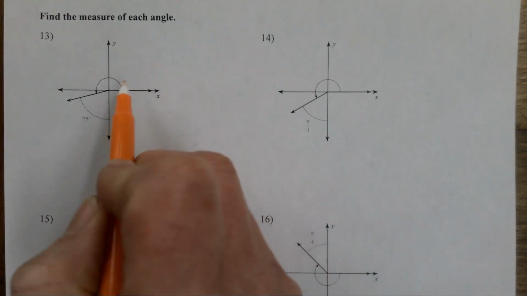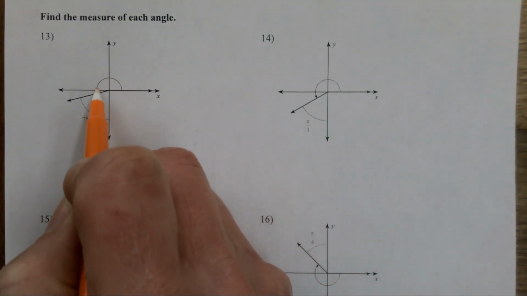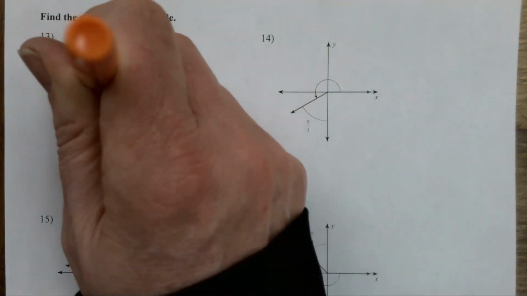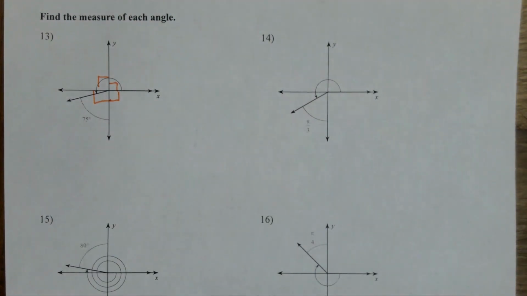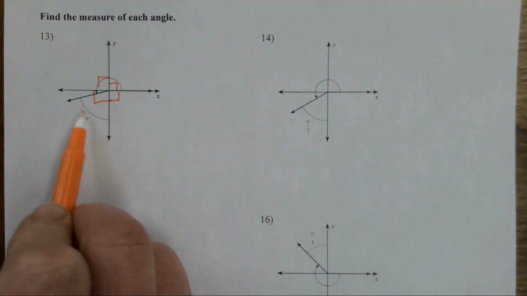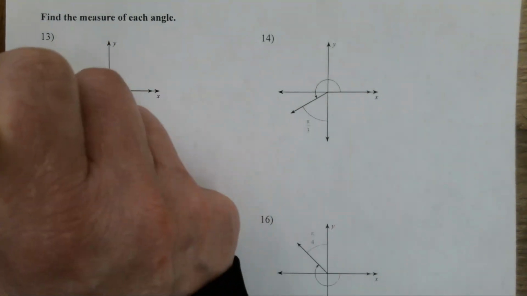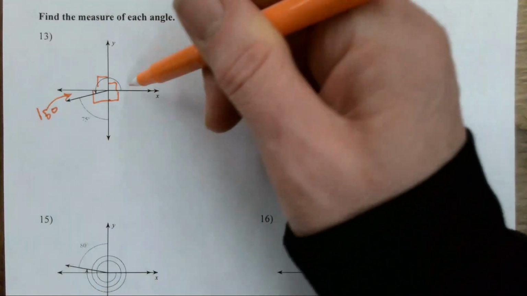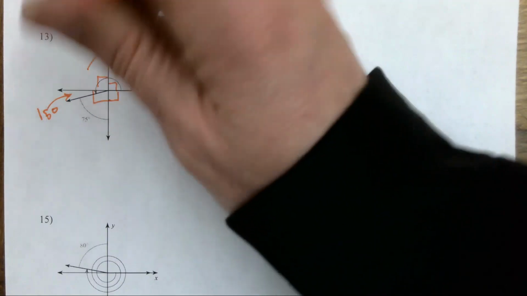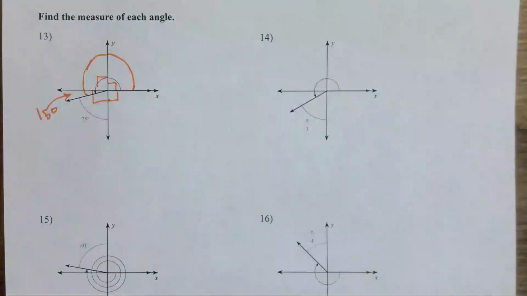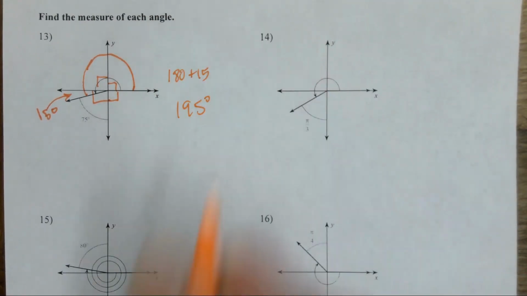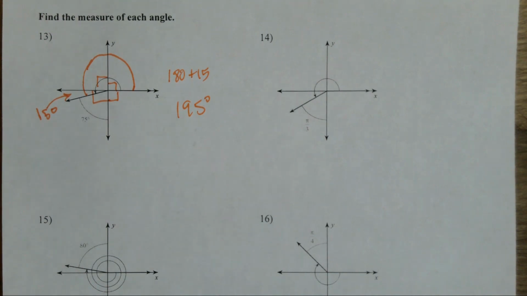My angle is this whole thing here. I know that each of these are 90 degrees. And so if this little measure here is 75, what's the missing piece? 15. And so if I go halfway around the circle plus 15 more, I'm at 180 plus 15, or 195 degrees. Okay? I want to use that same concept with radians.